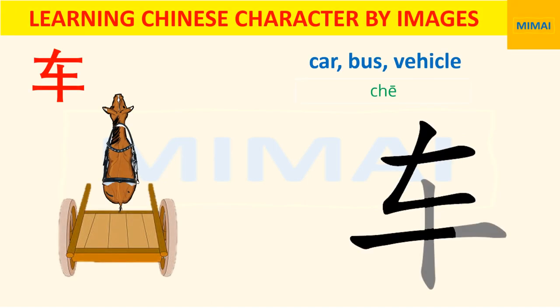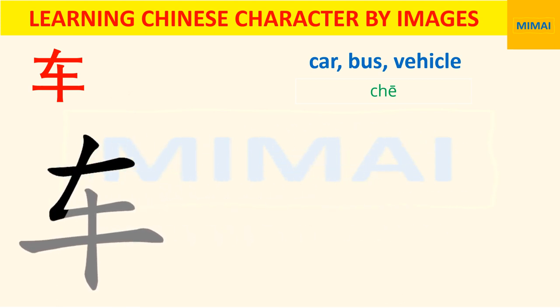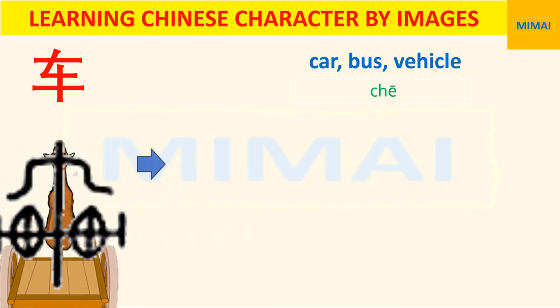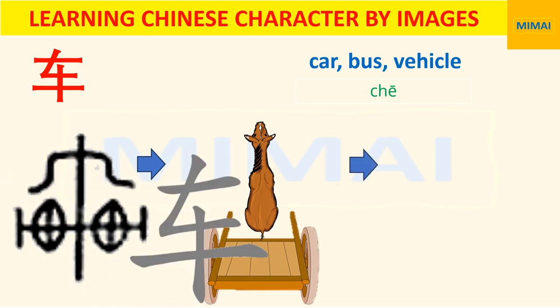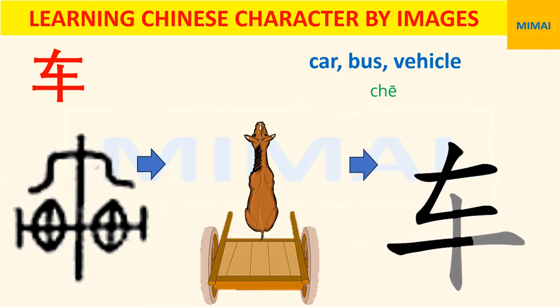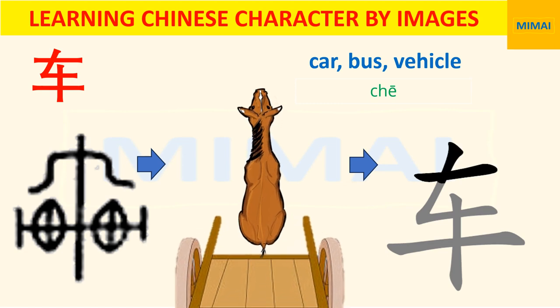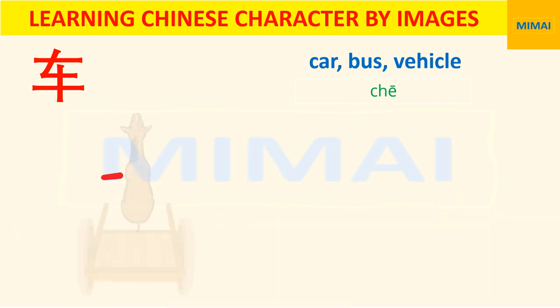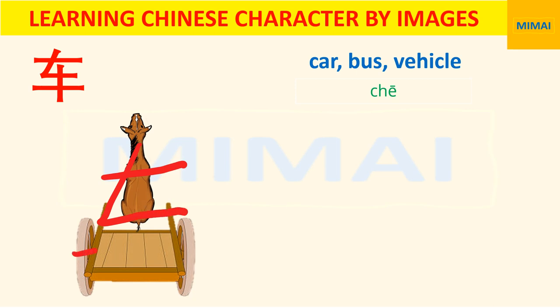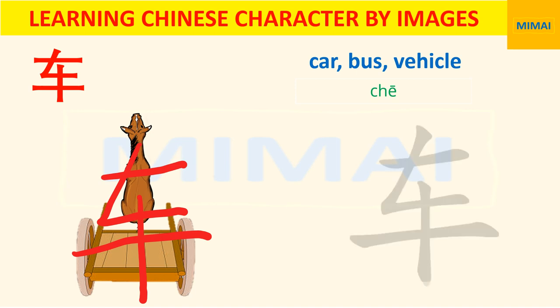Car, bus, vehicle. 车. This character looks like the horse cart with the horse, connected with the cart. The cart has the wide body, small top. It is drawn with a short line on top for the horse. Connected with the horse is the incline line. That line is also connected with a short line, for the top of the cart. Below is the long horizontal line and one vertical line.